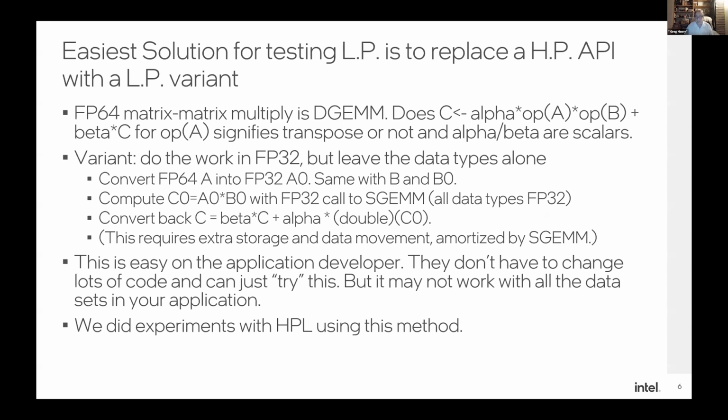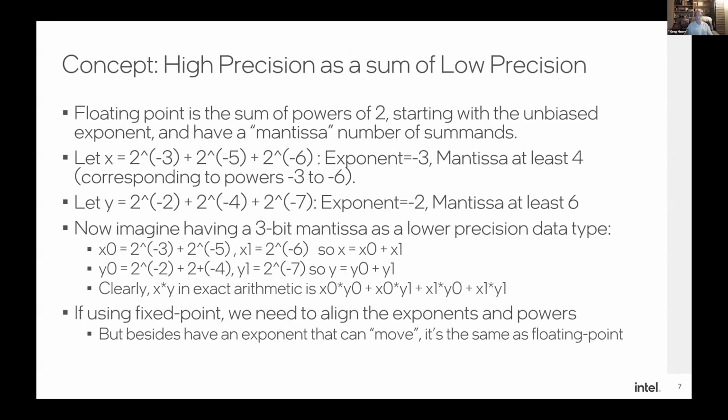And that would be easy for an application developer who didn't know whether or not their application actually needs single or double precision. They could just call this kernel. They don't have to change anything in their API and try it. But it may not work with every application. And I've done experiments with HPL, not necessarily using single precision here, but using really lower precisions as well.